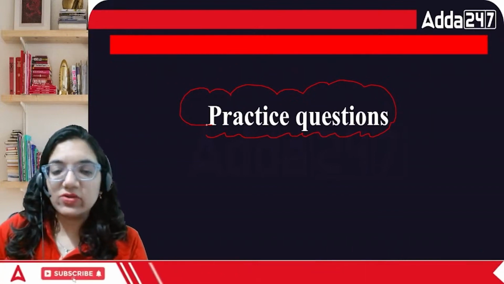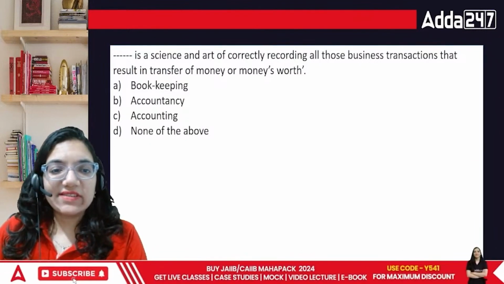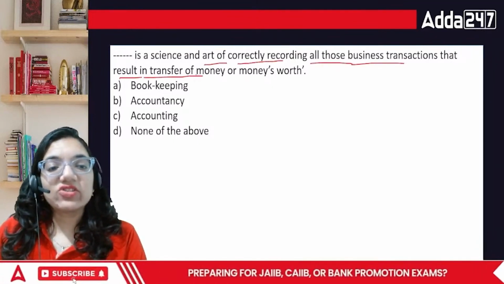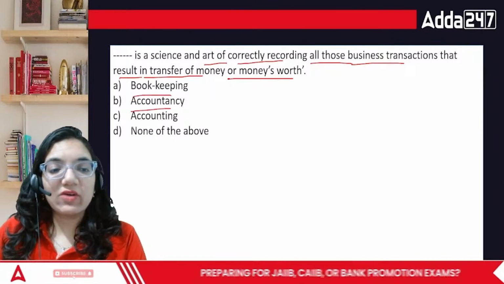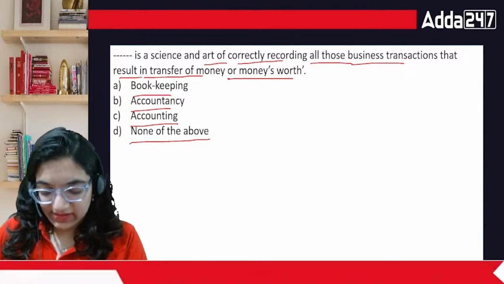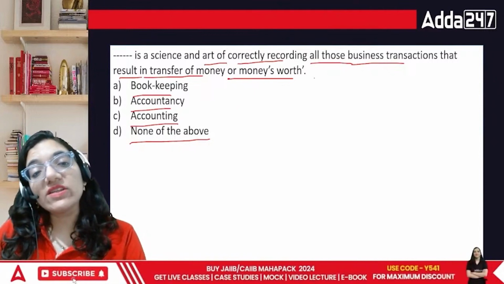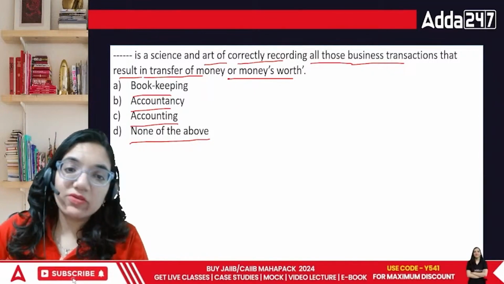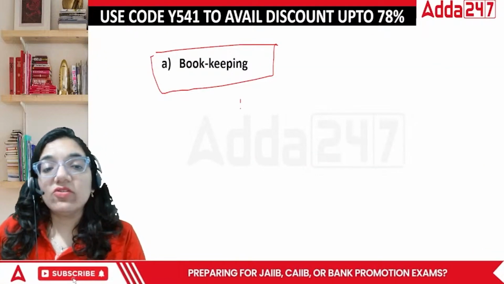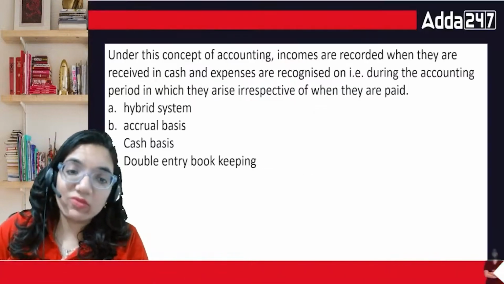Okay, everyone, what are we talking about? Here comes the first question. Dash is a science and art of correctly recording all those transactions that result in transfer of money or money's worth. Bookkeeping, accounting, accountancy, or none of the above. What's going to be the answer, everyone? Dash is a science as well as an art of recording all those transactions that result in the transfer. When we're talking about the transfer and other working, that is bookkeeping. Bookkeeping is doing nothing, no analysis, no study. We have only one thing, that is bookkeeping. We maintain the books of accounts.